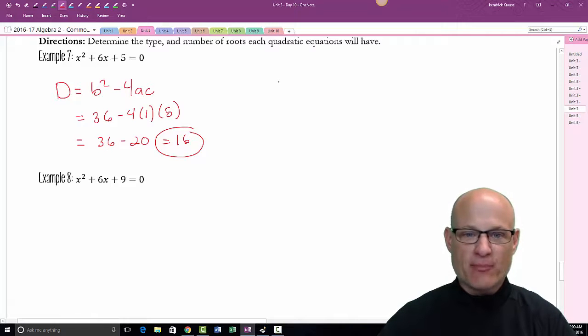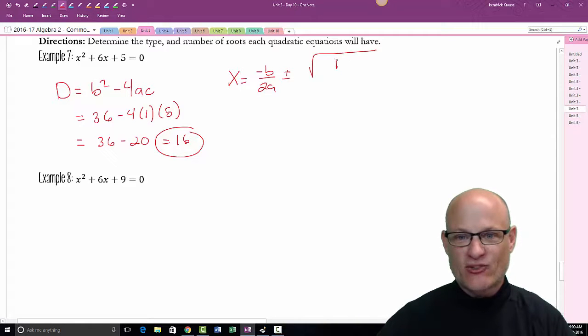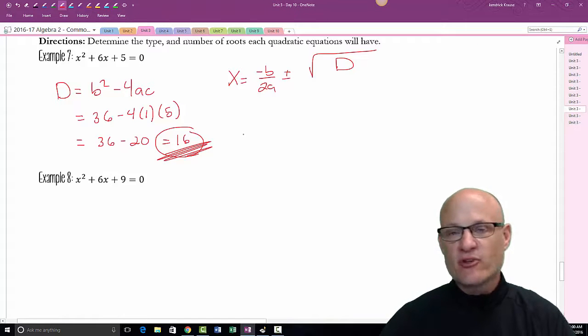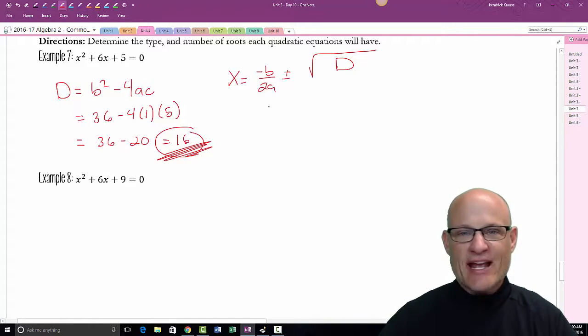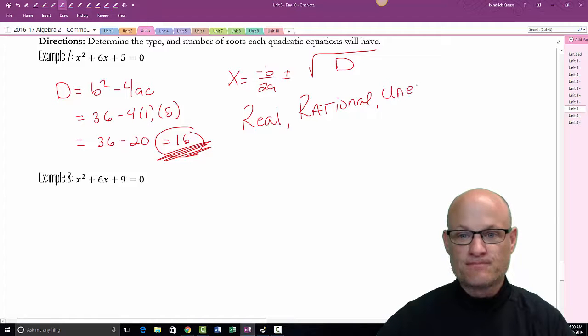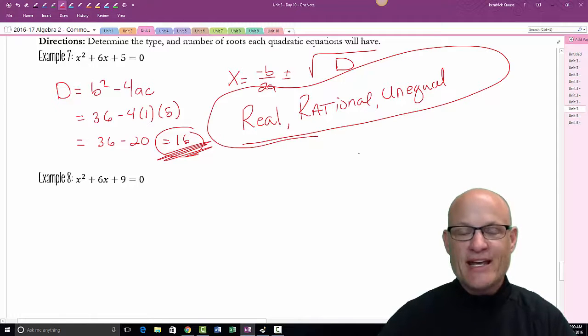Now, the reason is that, remember, in our quadratic formula, it's x equals negative b over 2a. That's just a fraction. That's not a big deal. The big deal happens right here because you're taking the square root of D. If D is a nice number, you're going to end up with just another fraction. So that means you're going to have rational roots. So it's going to be real. The only time it's not real, by the way, is if it's negative. So real, rational, that's the big one right here. And unequal. That's what we're going to determine about our roots.